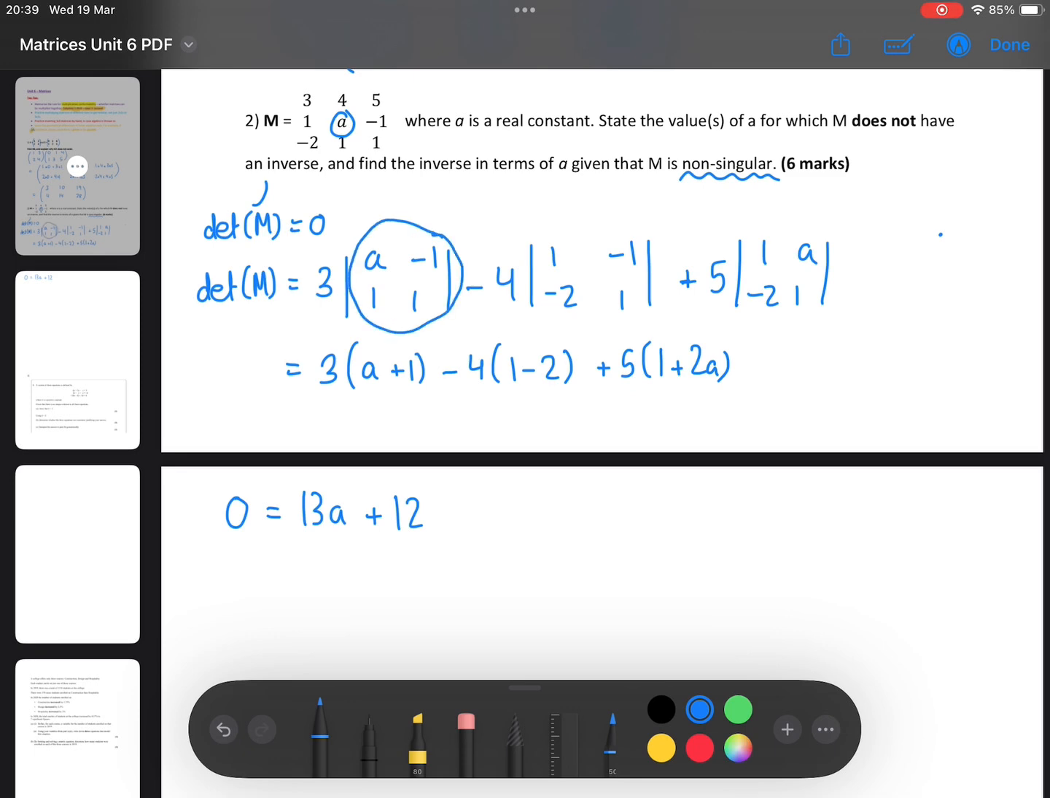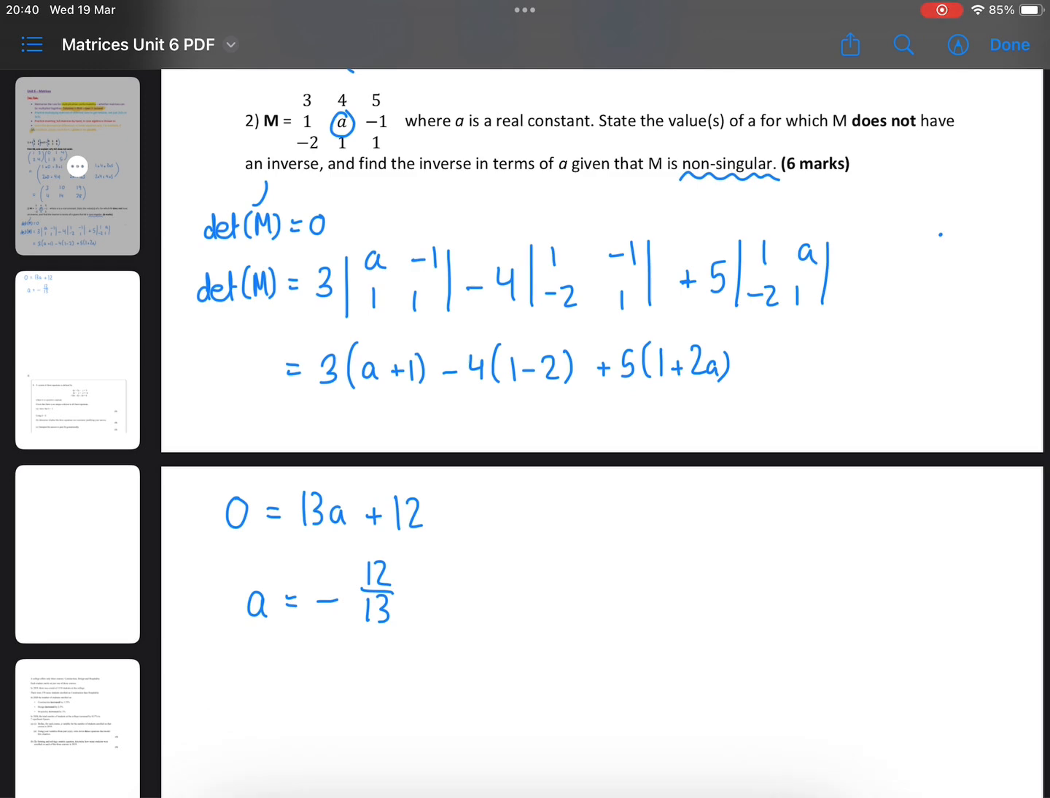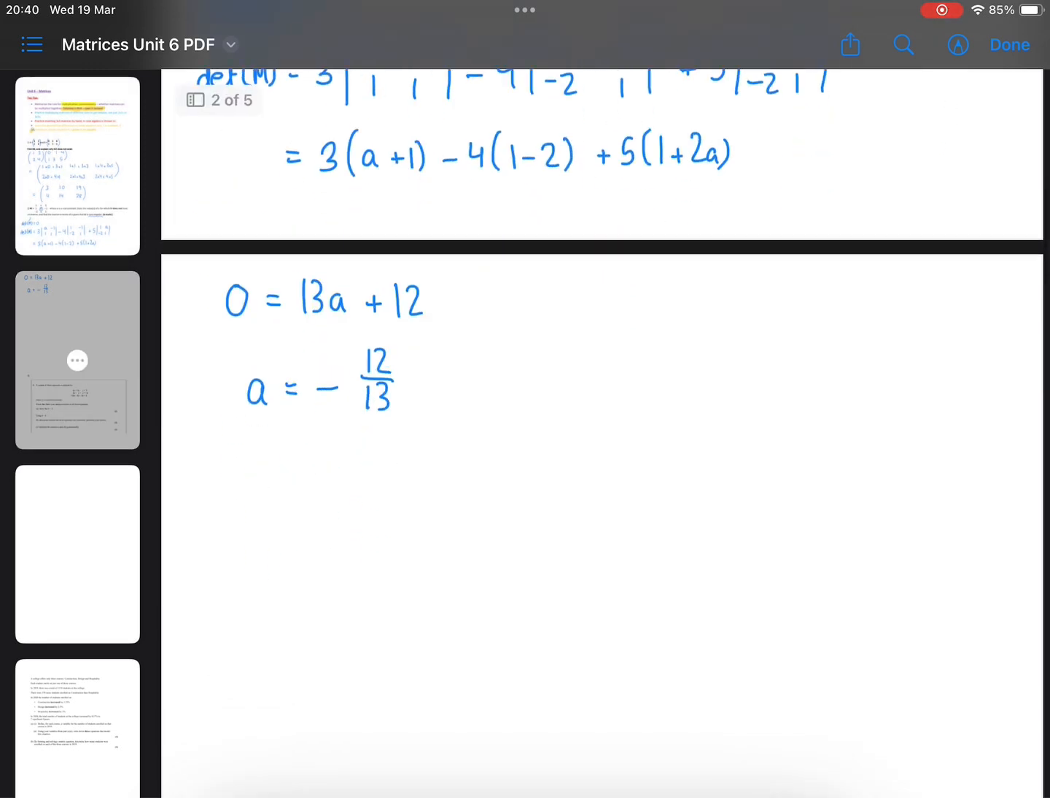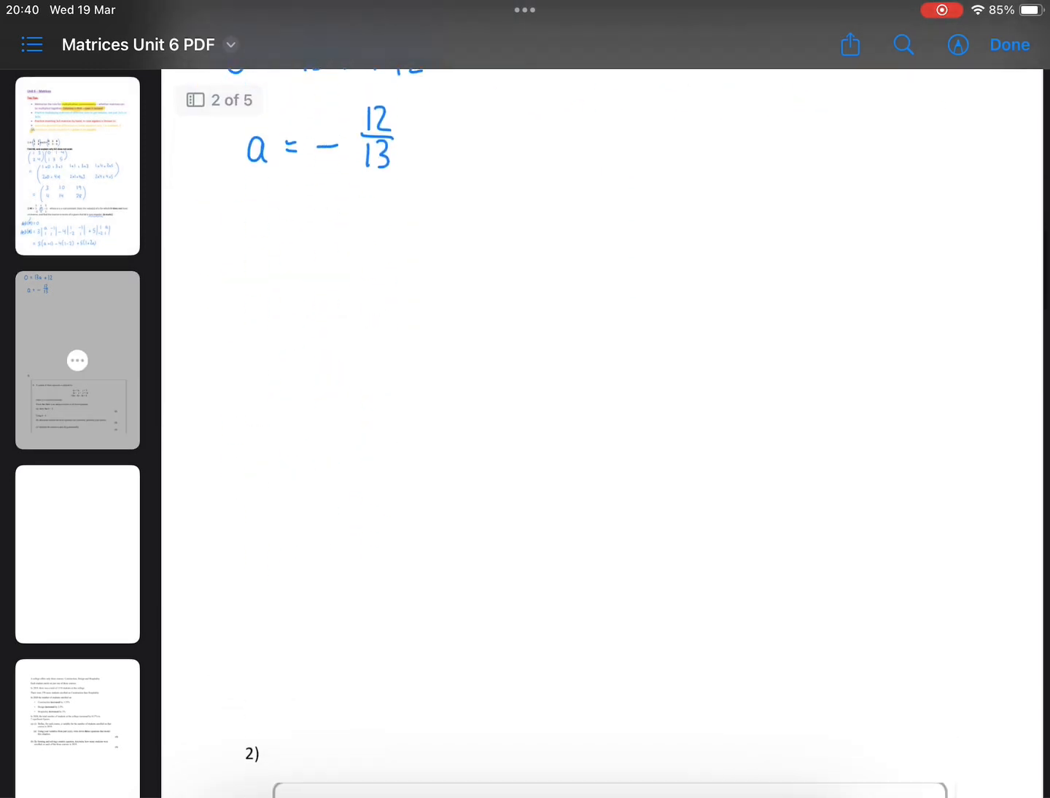In order to get the determinant of that 2 by 2 matrix, I've cross-multiplied, AD minus BC. And this gives a is minus 12 over 13. So that's the value of a for which M does not have an inverse. And then we've been told to find the inverse in terms of a, given that M is non-singular. So this is the biggie, inverting the 3 by 3 matrix.